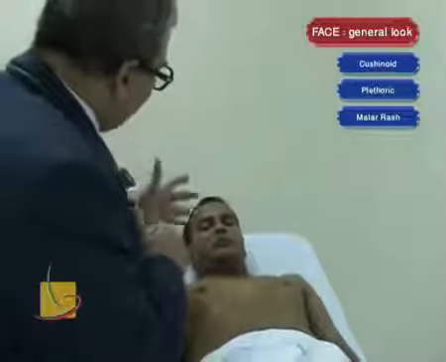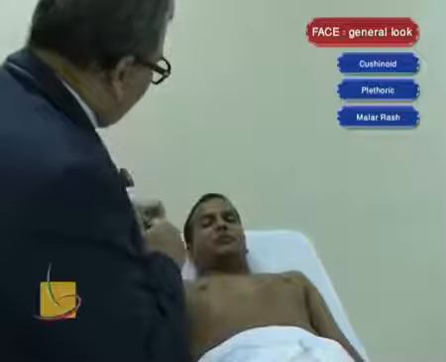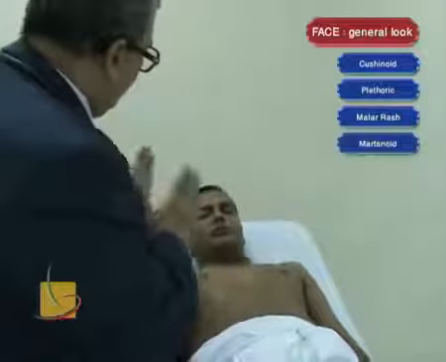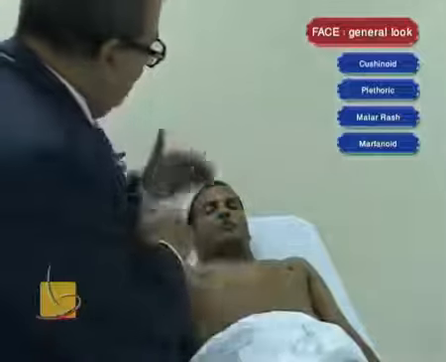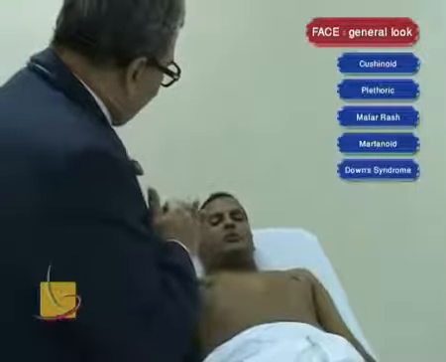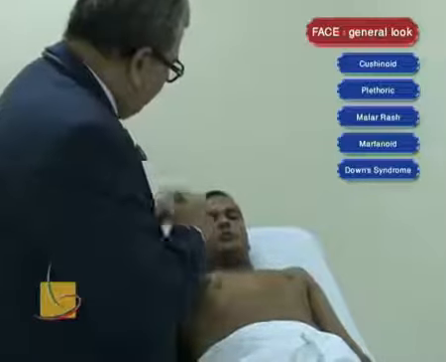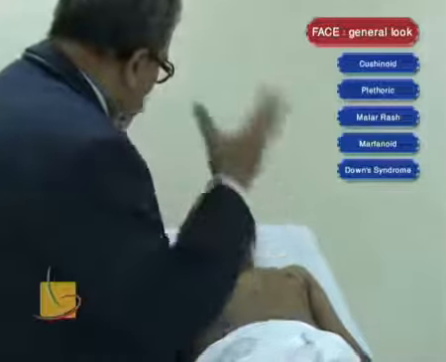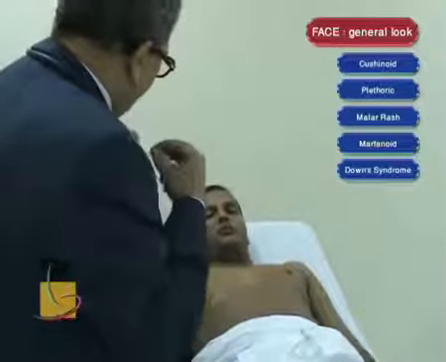Nevertheless, we have to see if there are abnormal faces like marfanoid face, an elongated narrow face, or a Down syndrome face, in which the nasal bridge is depressed and wide and the eyes are transverse and there is a lower set of the ears.